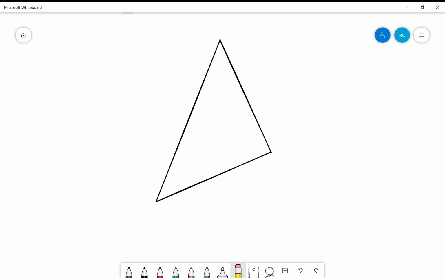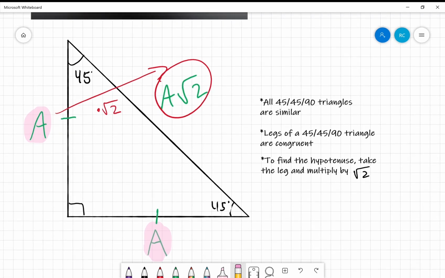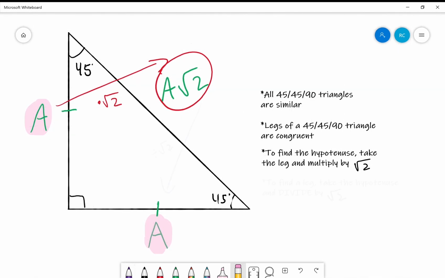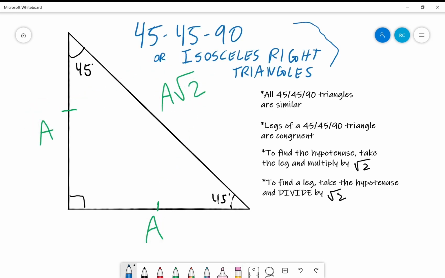So let's add that to our list of 45, 45, 90 facts. To find a leg of a 45, 45, 90 triangle, you can take the hypotenuse and divide it by the square root of 2. So I'm going to clean this up a little bit. This is what should absolutely be in your notes about this topic.